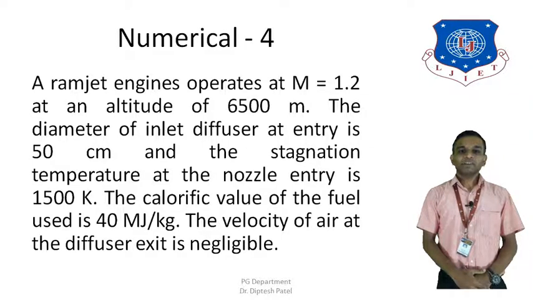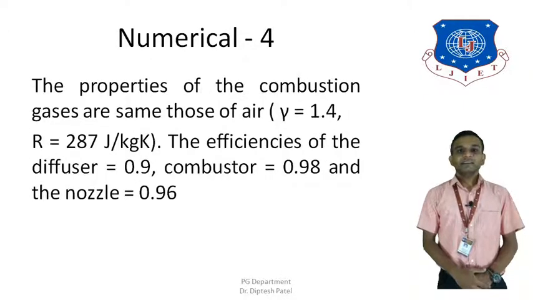The stagnation temperature at the nozzle entry is 1500 Kelvin. So the inlet temperature at the nozzle, the stagnation temperature, T03, is given. The calorific value of the fuel is 40 megajoule per kilogram, and the velocity of air at the diffuser exit is considered negligible. Since the properties of the combustion gases are taken the same as air, we take gamma for the combustion gases equal to 1.4 and the characteristic gas constant R as 287 joule per kilogram Kelvin.